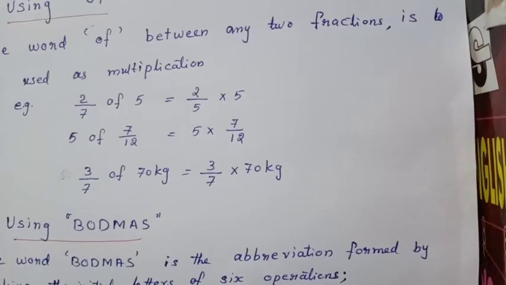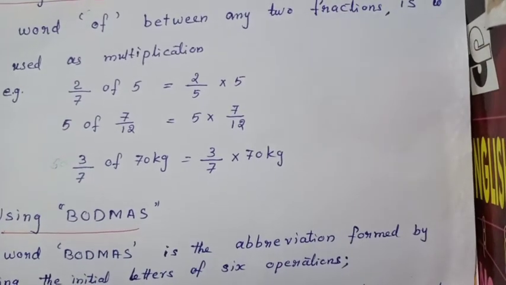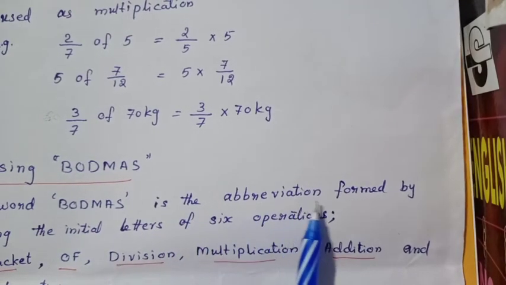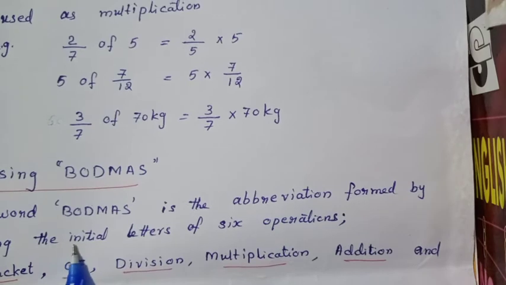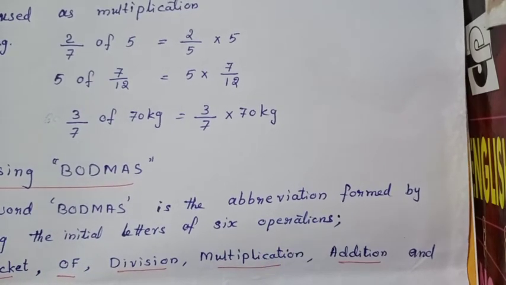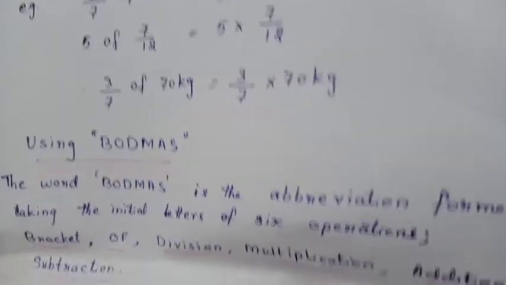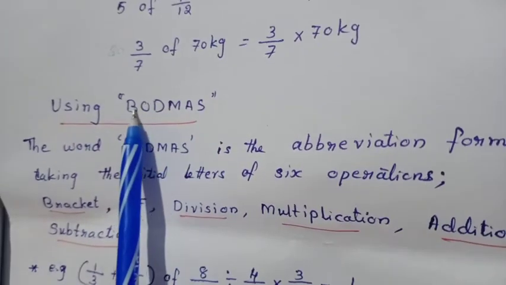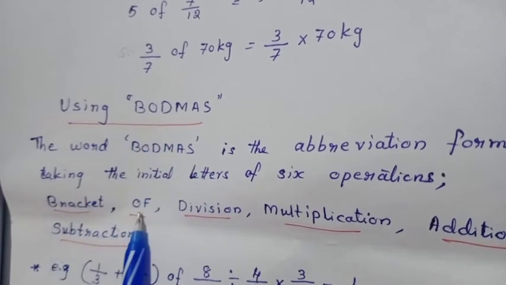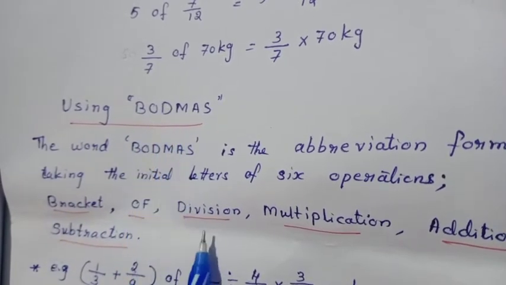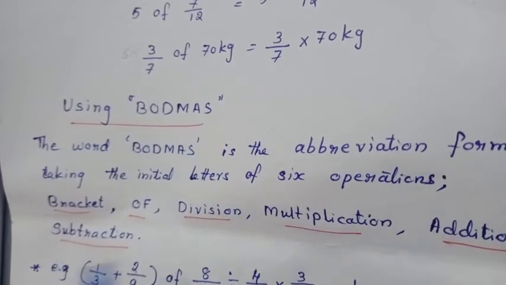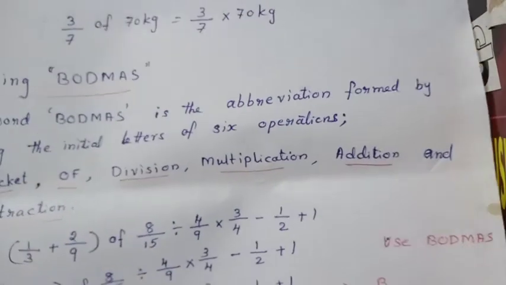Next, using BODMAS. What's the meaning of BODMAS? The word BODMAS is the abbreviation formed by taking the initial letters of 6 operations. First, in BODMAS, the first letter is B, that is for bracket. O means of, D means division, M multiplication, A addition, and S subtraction.